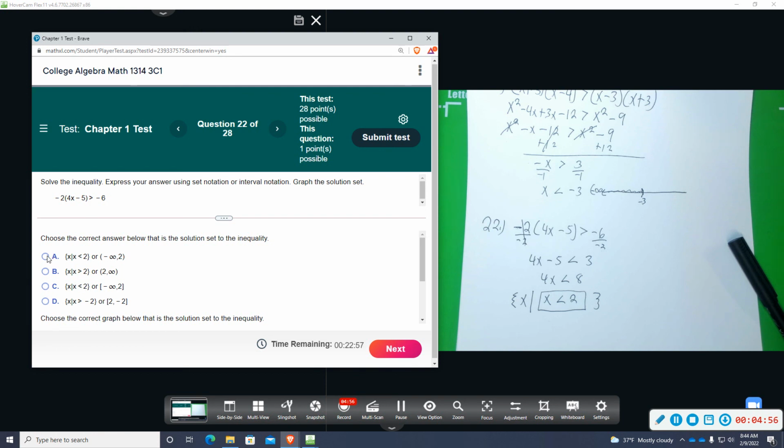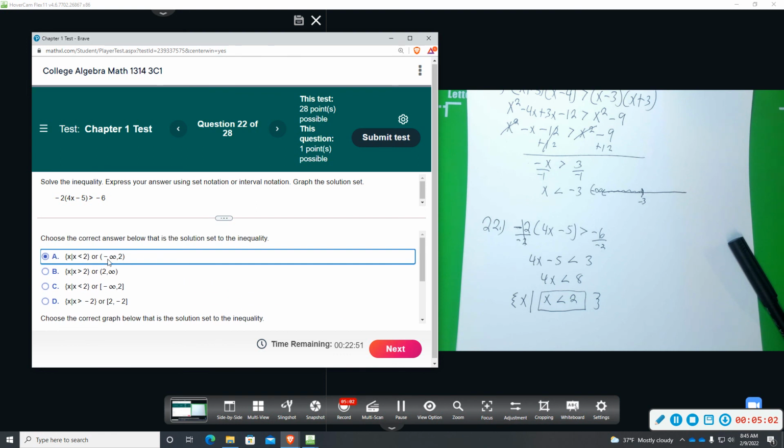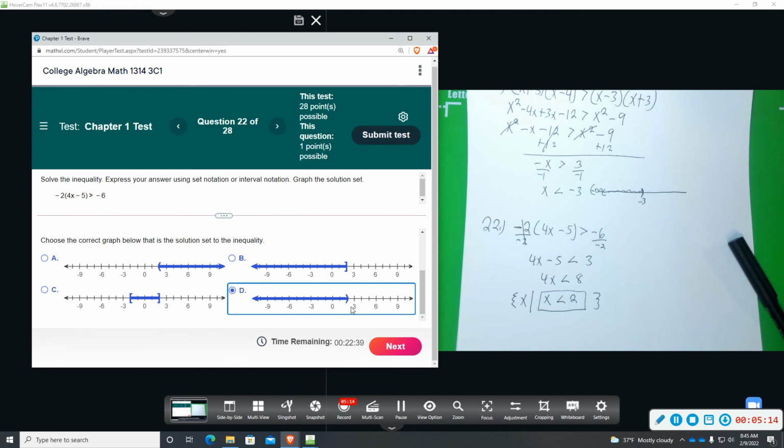So A is going to be our set notation or interval, and then the interval notation kind of points me to the number line, same thing. So from negative infinity to positive 2. Negative infinity to positive 2. Looks like D. Positive 2 to negative infinity. That way.